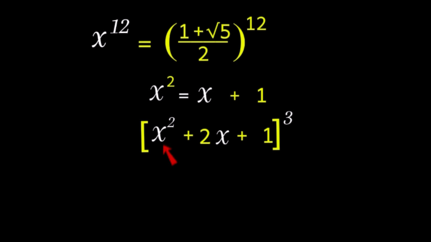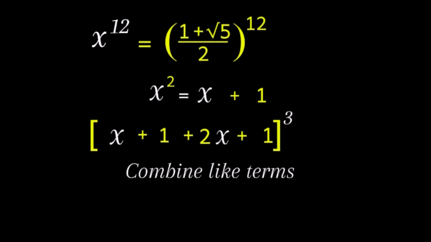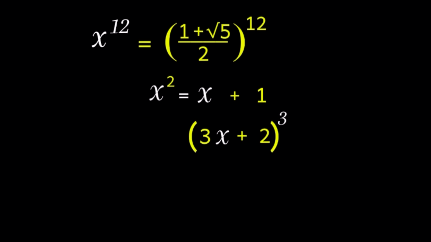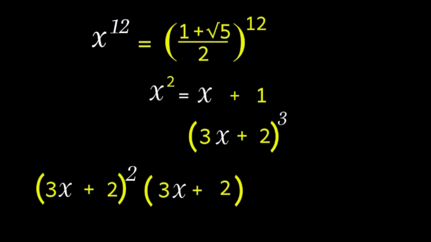Now replace x squared again using x squared is equal to x plus 1. So we get (x plus 1 plus 2x plus 1) raised to the power of 3. Now combine like terms. x plus 2x gives 3x. And 1 plus 1 gives 2. So we now have (3x plus 2) raised to the power of 3. Now expand this cube by writing it as (3x plus 2) squared multiplied by (3x plus 2).